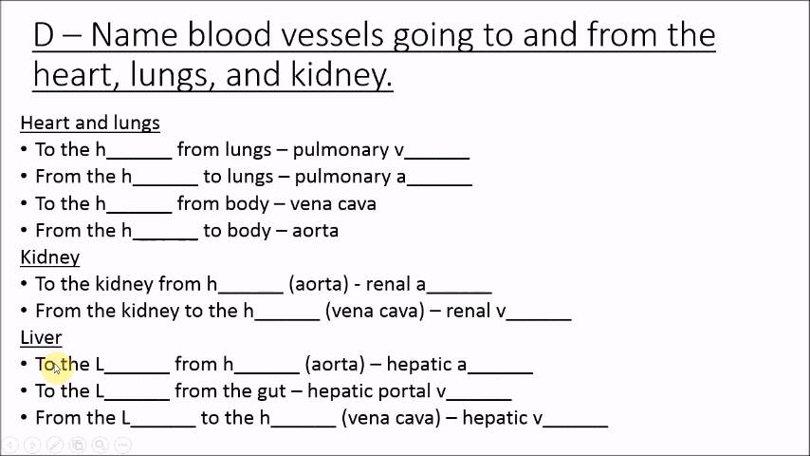The liver, to the liver from the heart or the aorta, is the hepatic artery. The one going to the liver from the gut is the hepatic portal vein. So there's two going to the liver. One is an artery from the heart, one is a vein from the gut, a portal vein. And then from the liver back to the heart is the hepatic vein. So you've got the hepatic artery, the hepatic portal vein, and the hepatic vein.